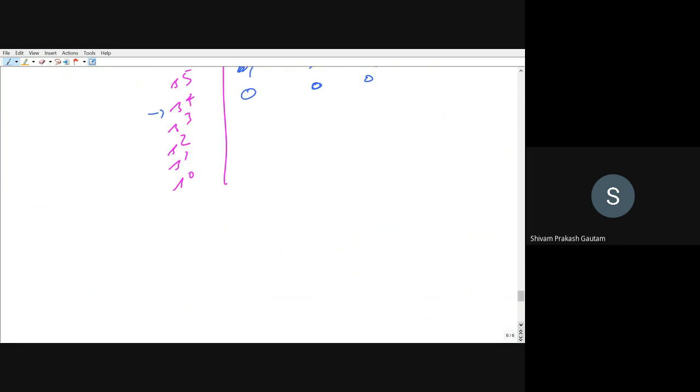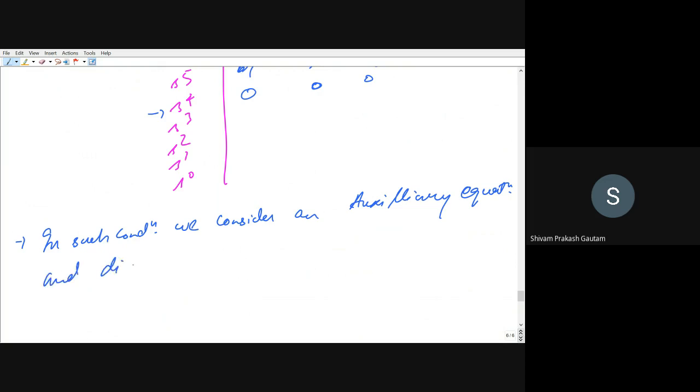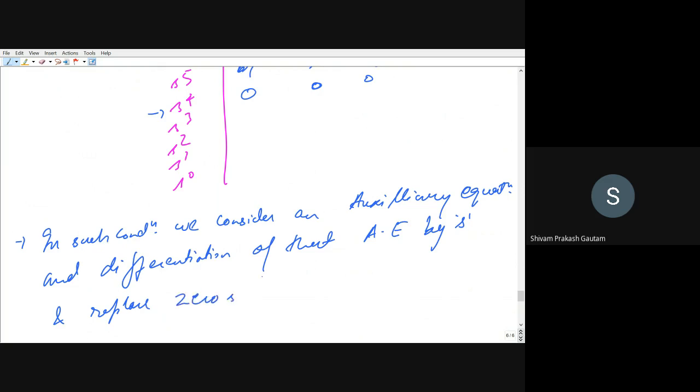So in such condition, we consider an auxiliary equation and differentiate that auxiliary equation by s, and replace 0 by the coefficient of the differentiation of the auxiliary equation. So we will be seeing this with the help of an example.